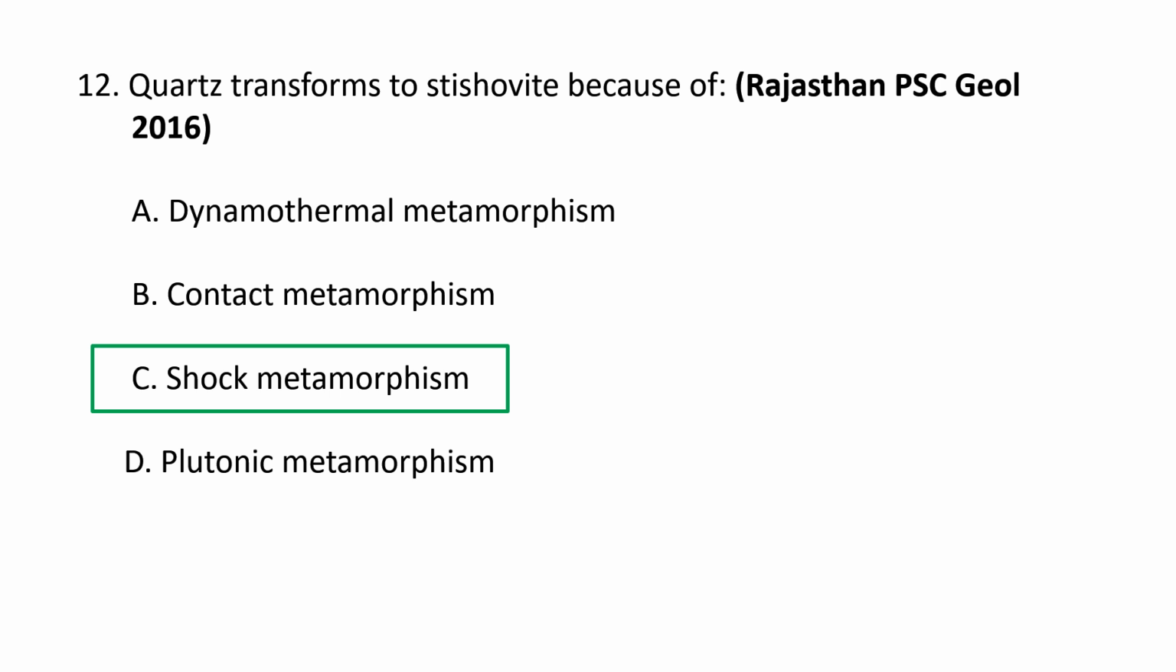This is the process of irreversible chemical or physical change in the materials which are caused by shock waves from high pressure impact events. And quartz can transform into stishovite under shock metamorphism. C is the correct option.